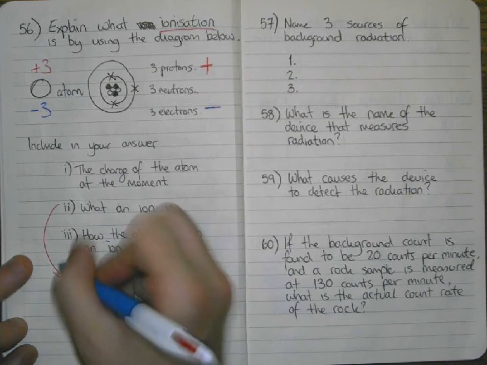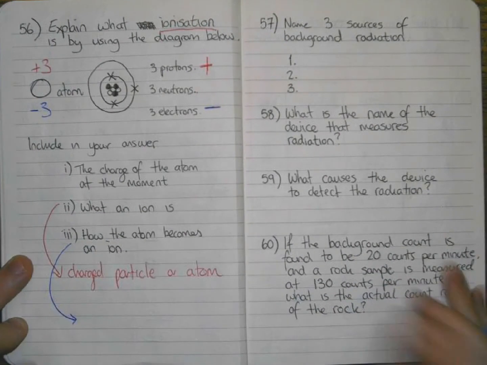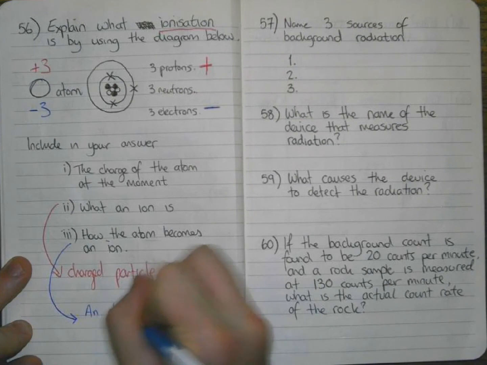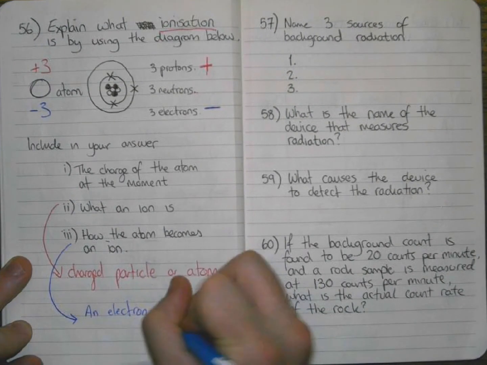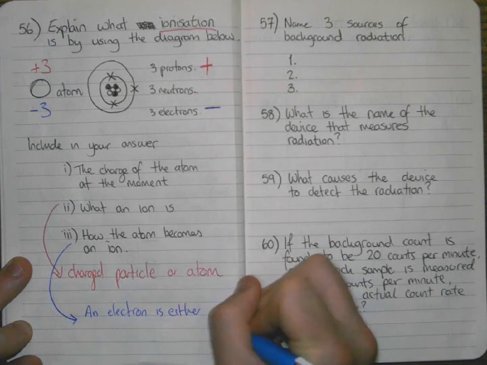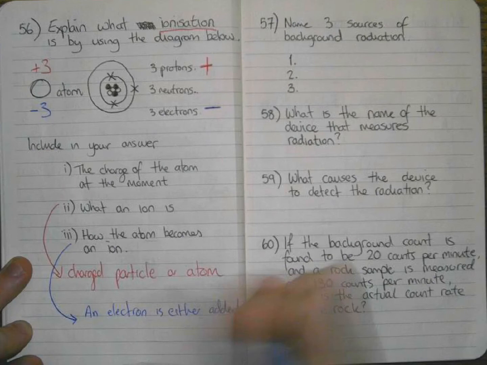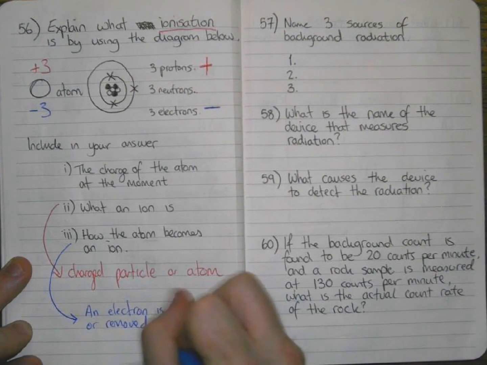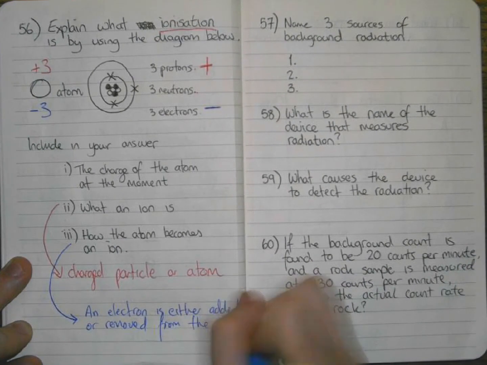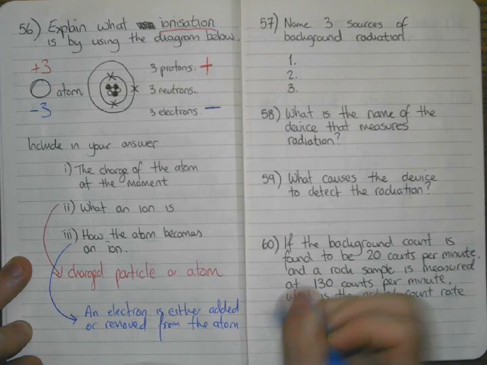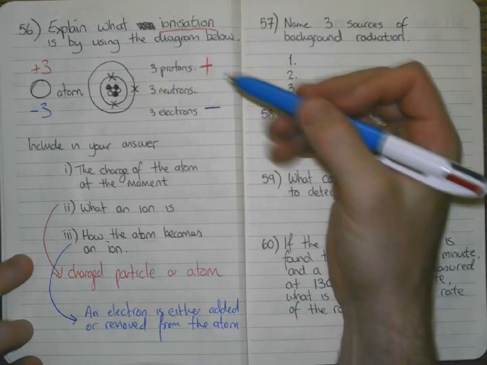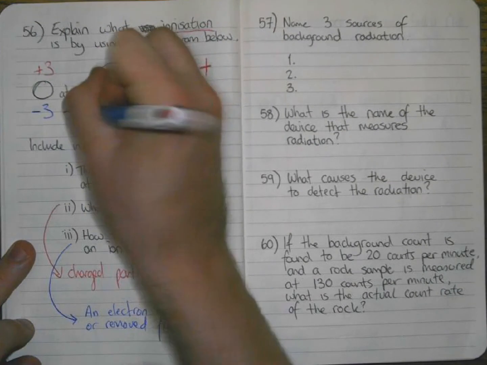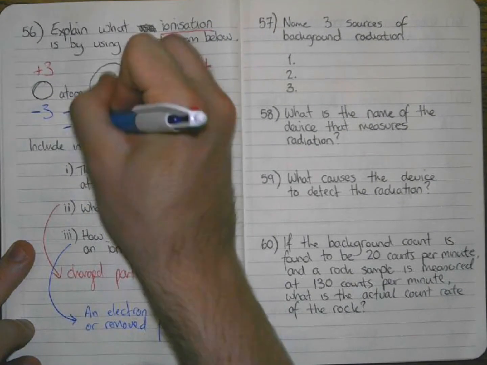The electrons are the key to this answer. An electron is either added or removed from the atom. So if we add or take away an electron, we're either going to end up with a bigger negative number such as -4 or a smaller negative number such as -2.